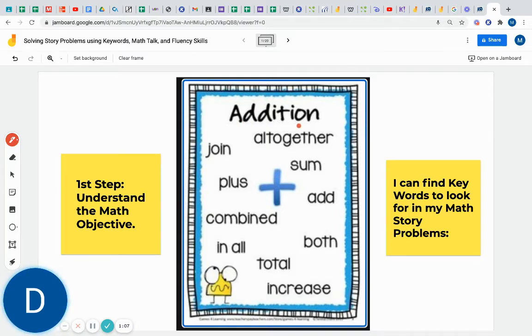So for addition, this would be a great anchor chart to use. And again, you would be on a hunt for these keywords found within that story problem. Words like altogether, sum, add, both, total, increase, in all, combine, plus, or join tells you that your plan is to add the facts together.